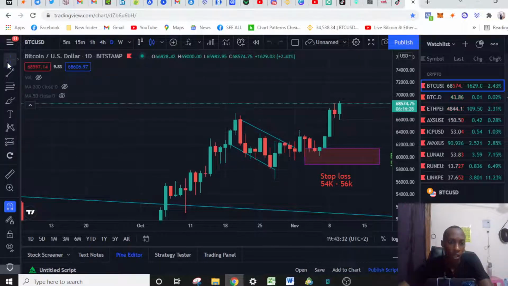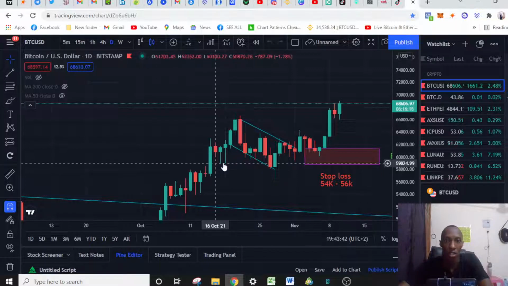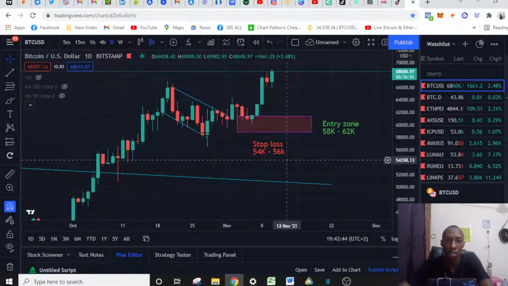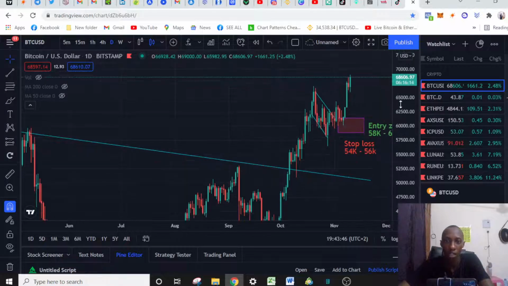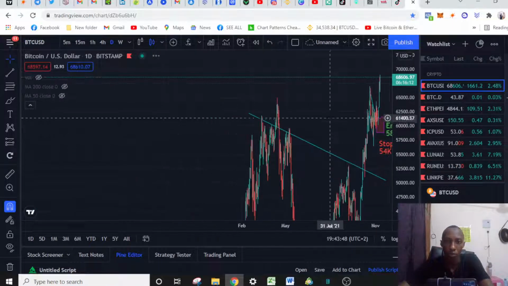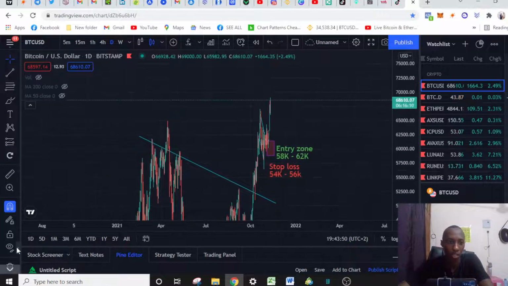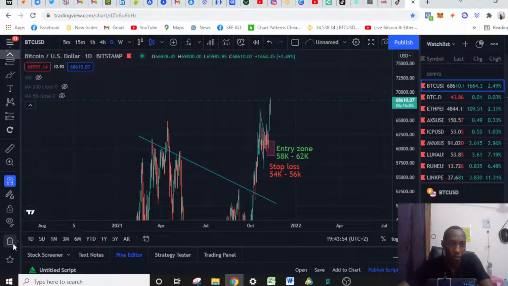Now, on the far right here, you can see this column. This column is basically the column of shortcuts for your tools. You can see my chart is very dirty. I have a lot of things put there. So what I'm going to do is remove it. Just come to this button below here and delete everything.